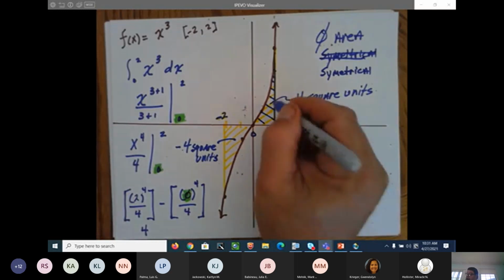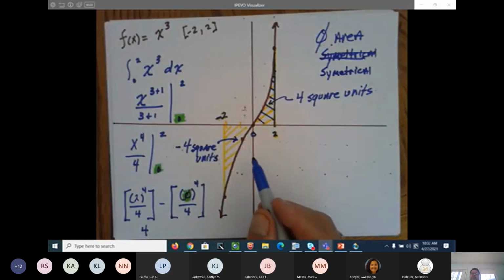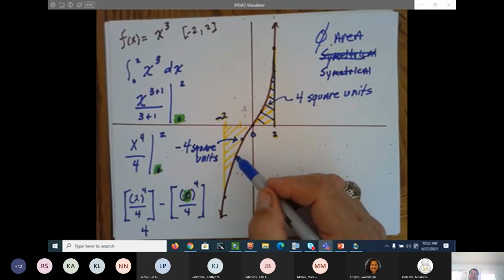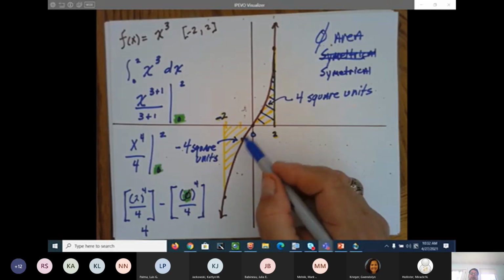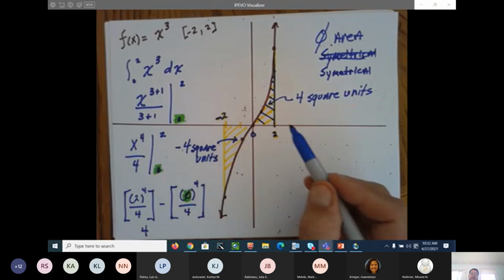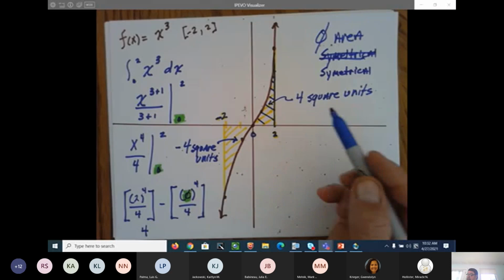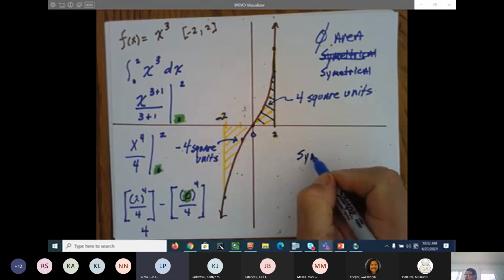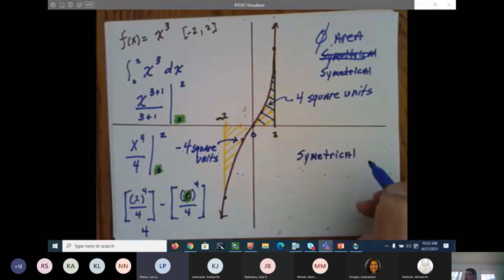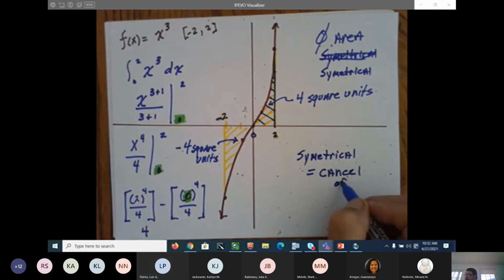So make sure you understand that sometimes if it is symmetrical and it's about the other side of the origin or the other side of the y-axis, the areas will do what? What will the areas do if you add them together? Equals 0. Symmetrical equals cancel of areas.